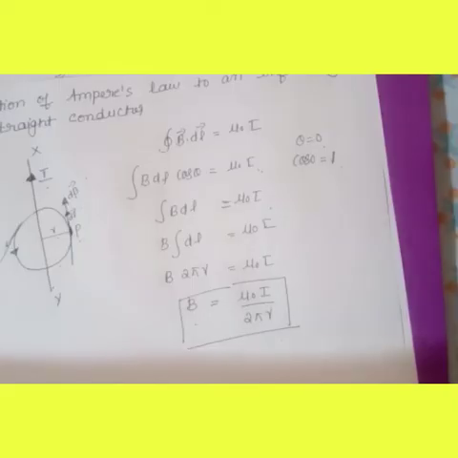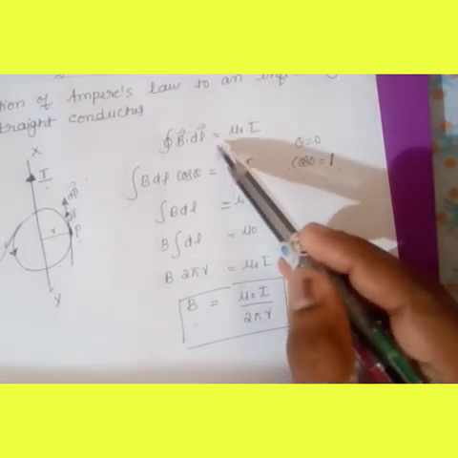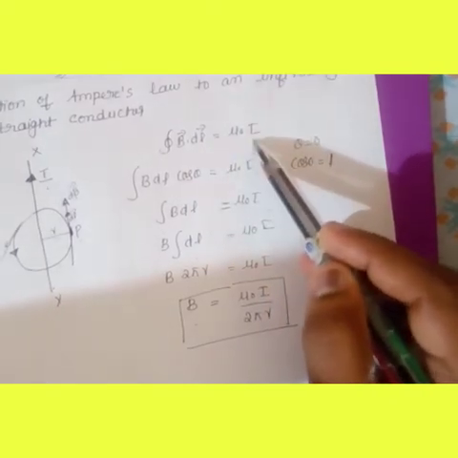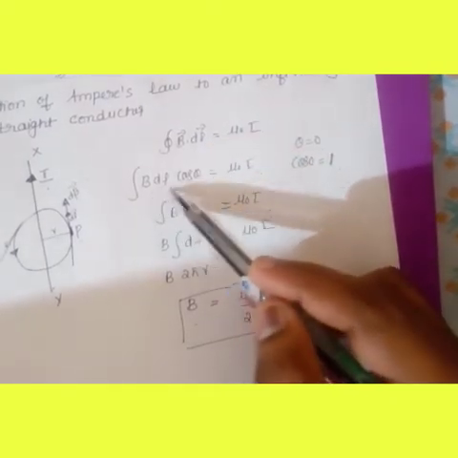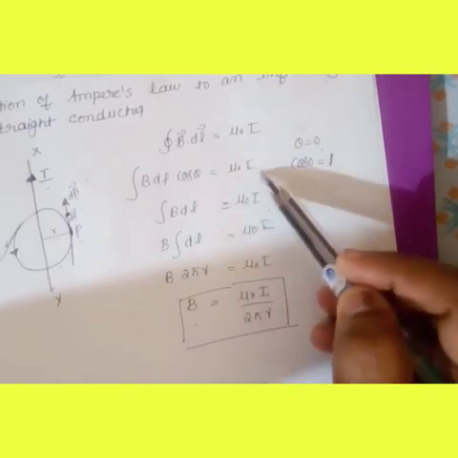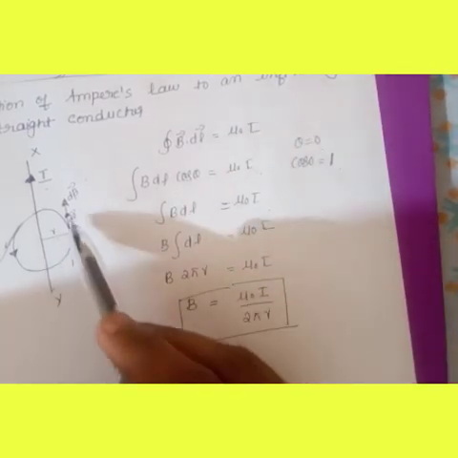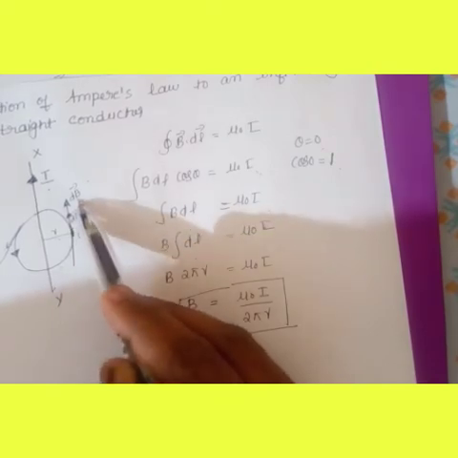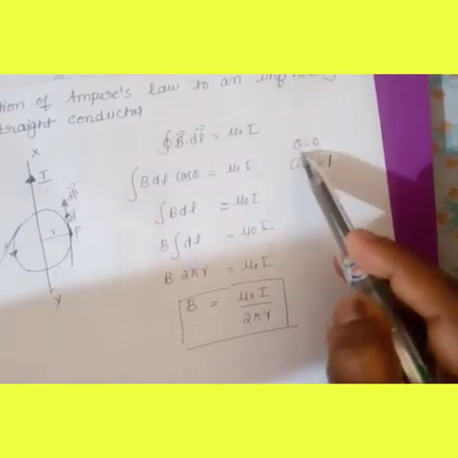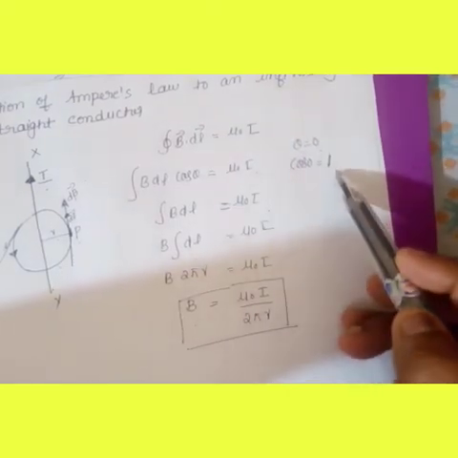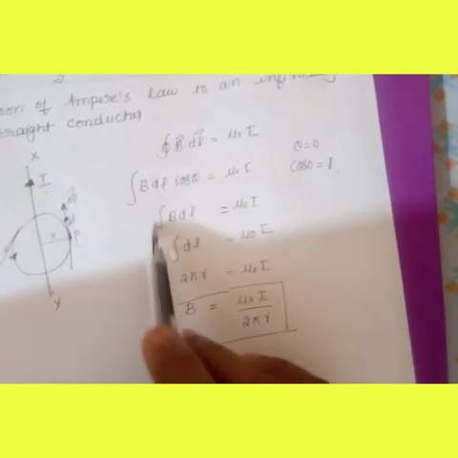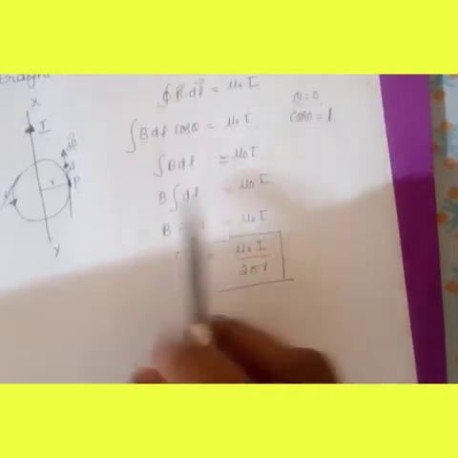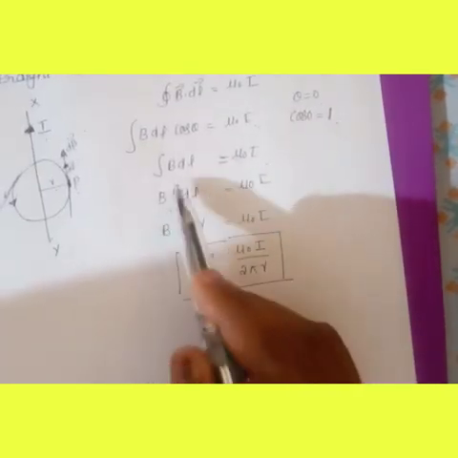According to Ampere's circular law, integral of B dot dl is equal to mu 0 I. This can be written as integral of B dl cos theta is equal to mu 0 I. Here the elements dl and B are parallel to each other, so theta is equal to 0, and cos 0 is equal to 1. So this equation can be rewritten as integral of B dl is equal to mu 0 I. Taking B outside, B times integral of dl is equal to mu 0 into I.